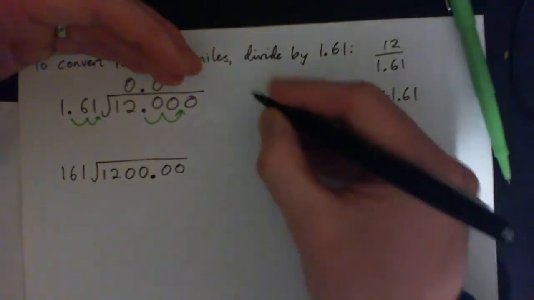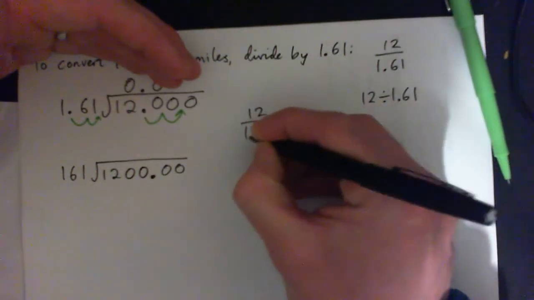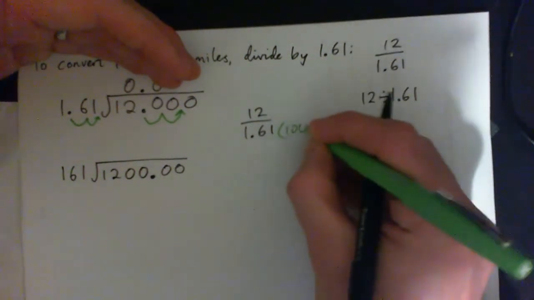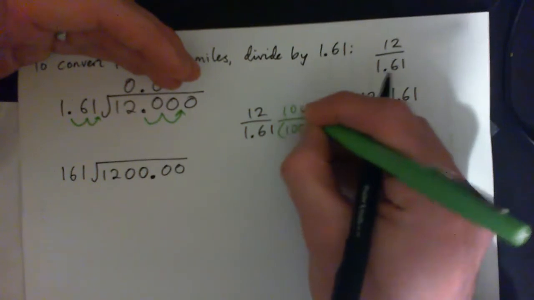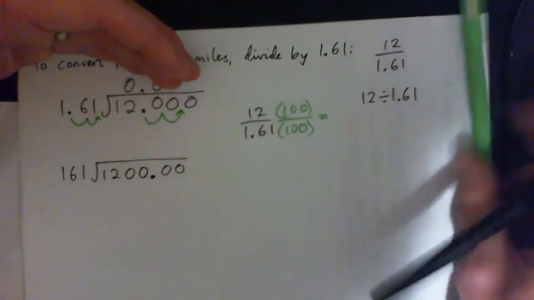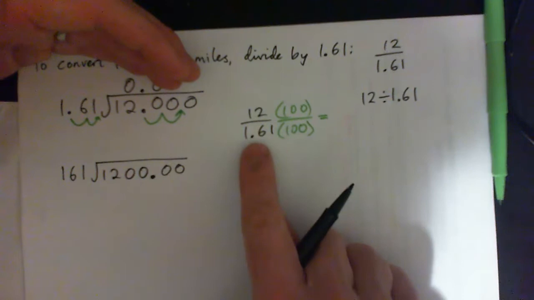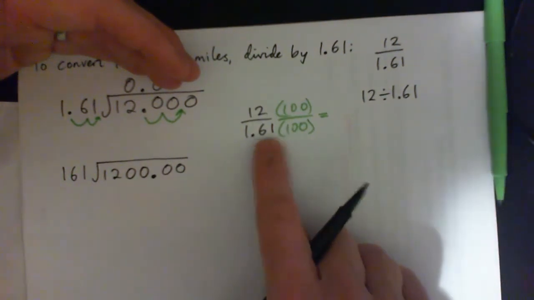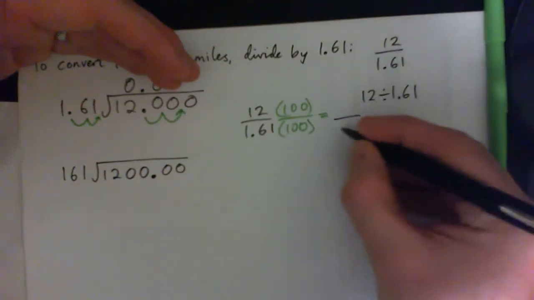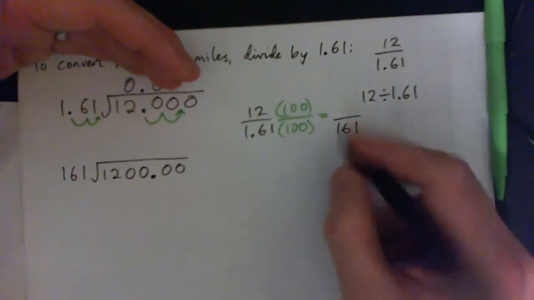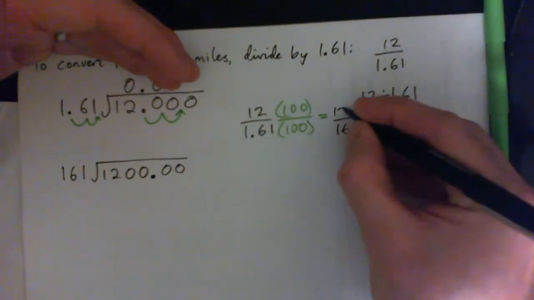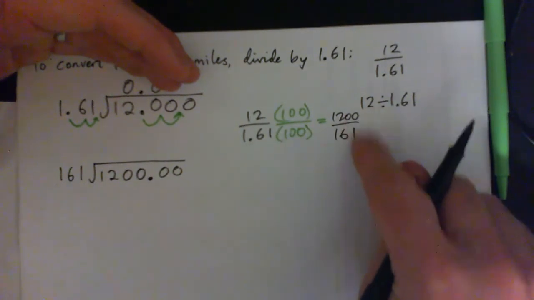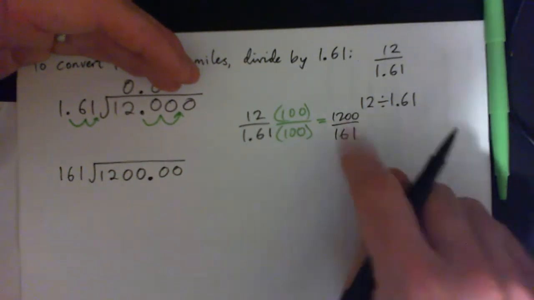And the reason we can do that is because, look, 12 over 1.61 is the same as, if I multiply this by 100 over 100, why did I pick 100? Because I know, and you know, I hope, that if you multiply by 100, you're going to move the decimal point over two spaces to the right. So 1.61 times 100 will give us 161, won't it? And 12 times 100 will give 1200. See that? So 12 over 1.61 is the same thing as 1200 over 161, right? Okay.